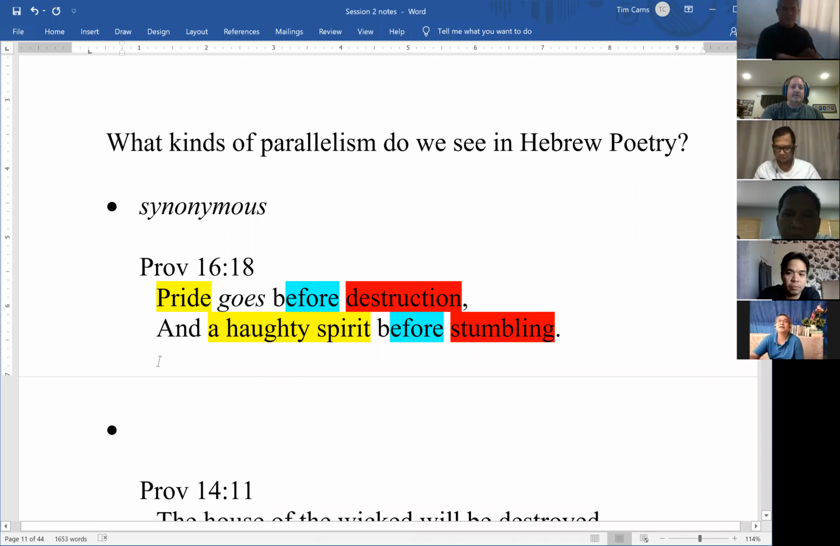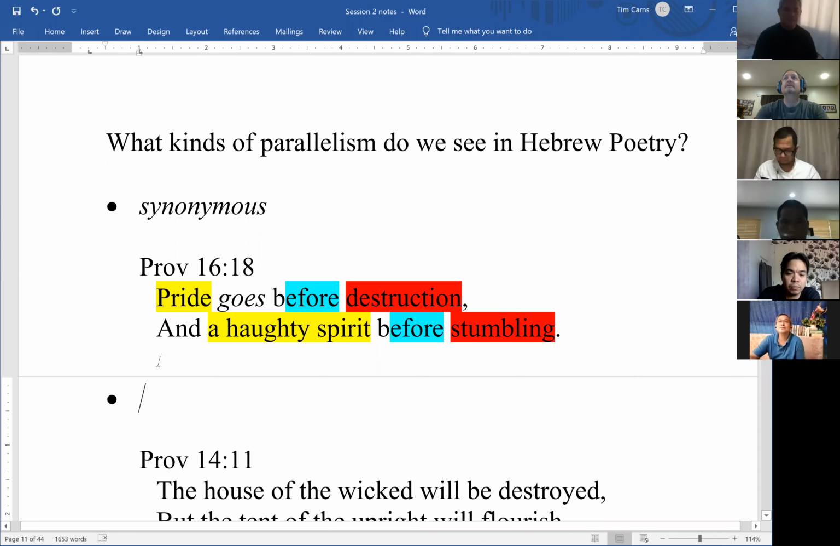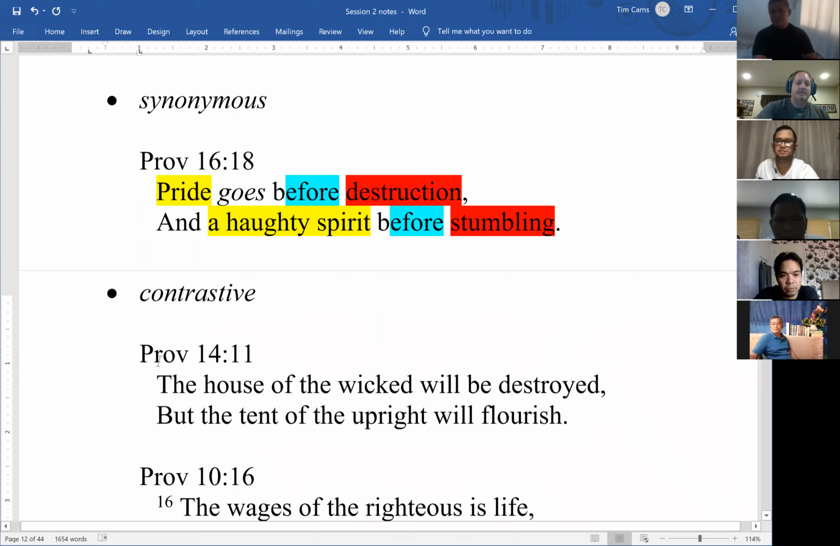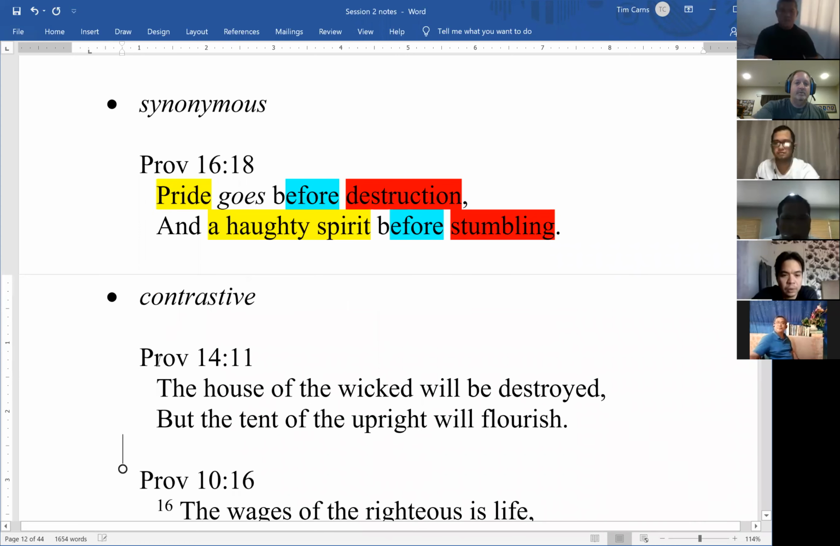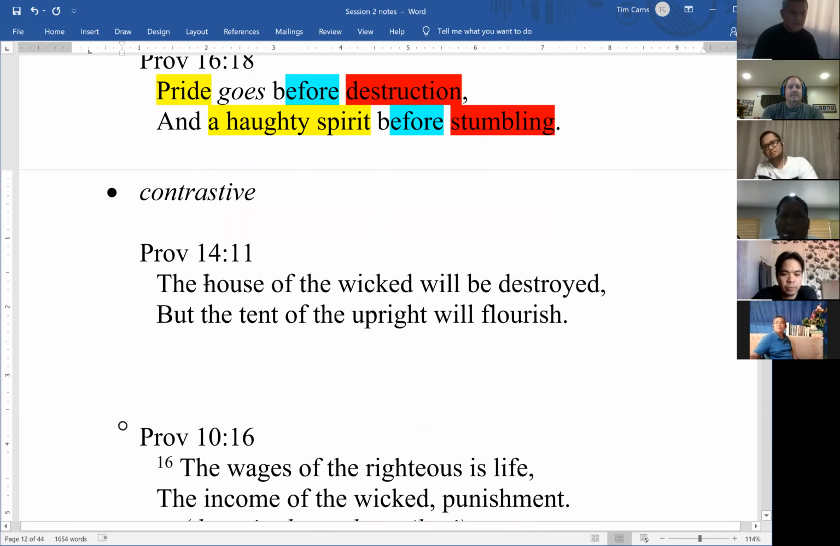The second one's pretty straightforward as well. You tell me, what's the next? The opposite of synonymous. Contrastive, right? And notice here, we have an example. The house of the wicked, there's my subject. It's the same. The tent of the upright. Okay, will be destroyed. But notice, will flourish. That's the opposite.